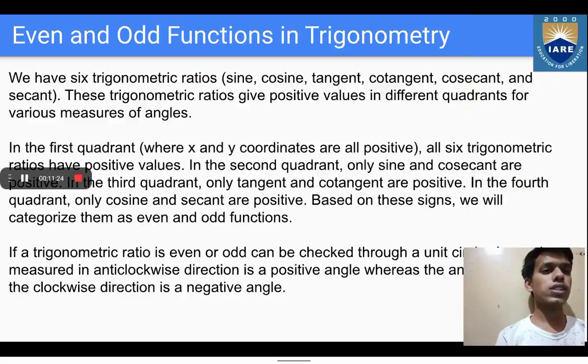Even and odd functions in trigonometry. So let us see what are the even functions and odd functions in trigonometry. We have 6 trigonometric ratios, that are sine, cosine, tangent, cotangent, cosecant and secant.